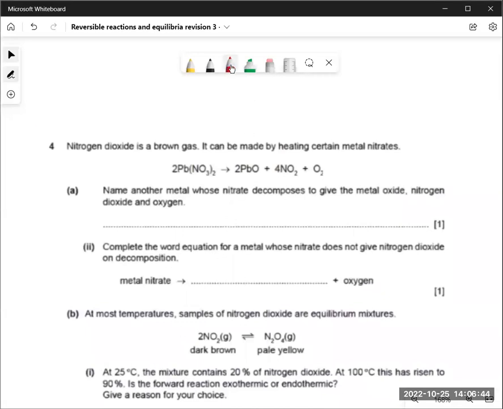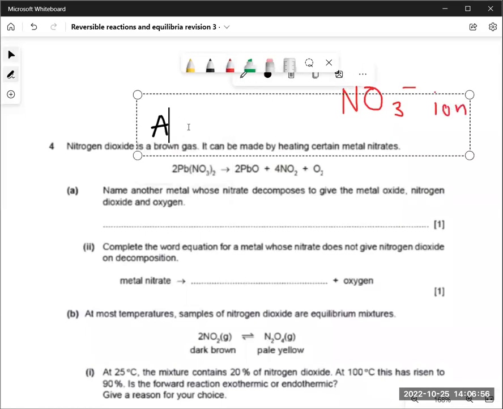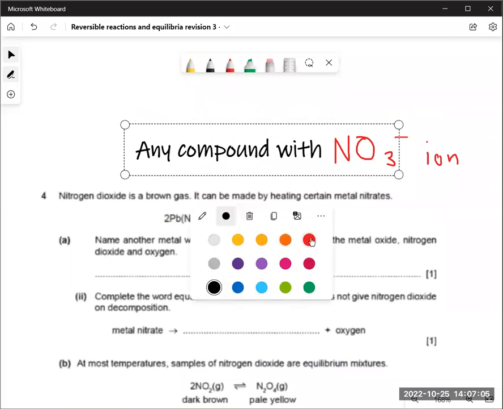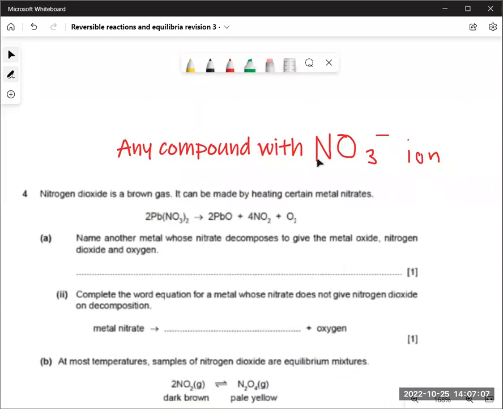And what are nitrates, by the way? What is a nitrate? I'll tell you. Any compound with the NO3 minus ion. Is that clear? Read this out loud. Write it in your notebook.